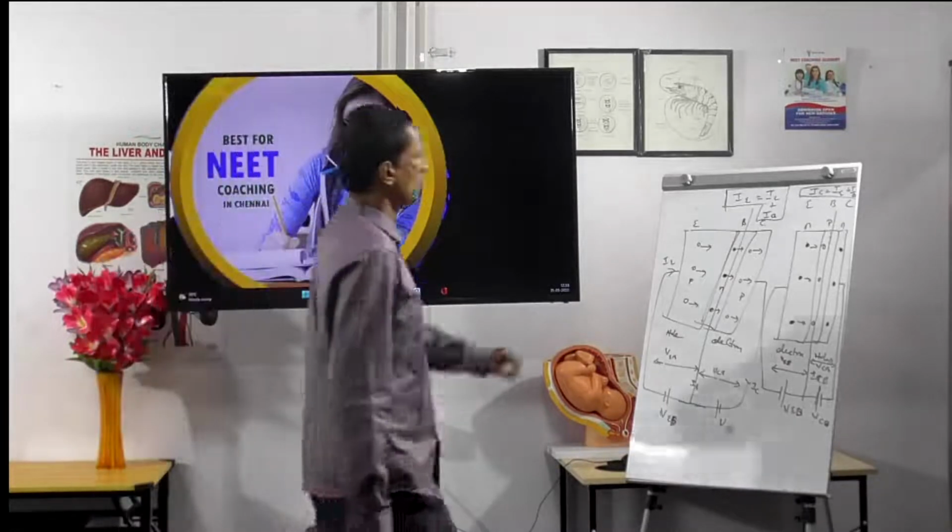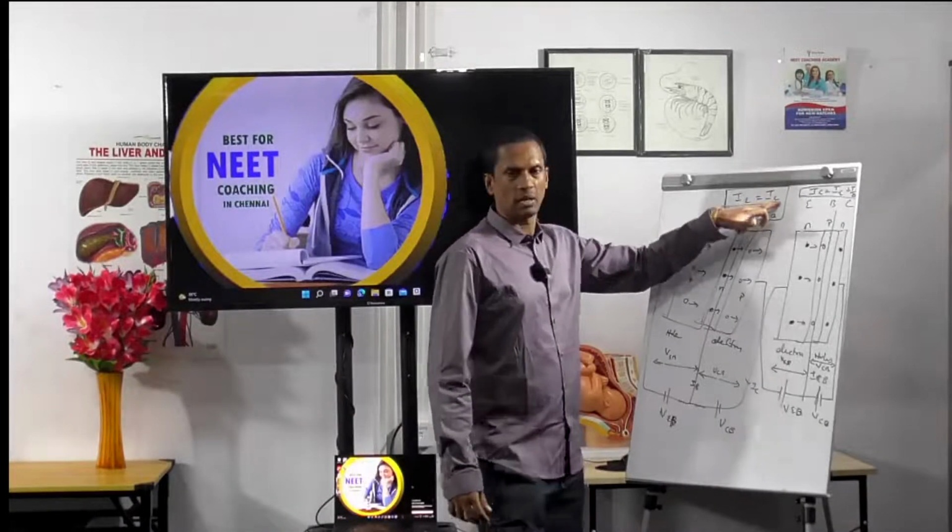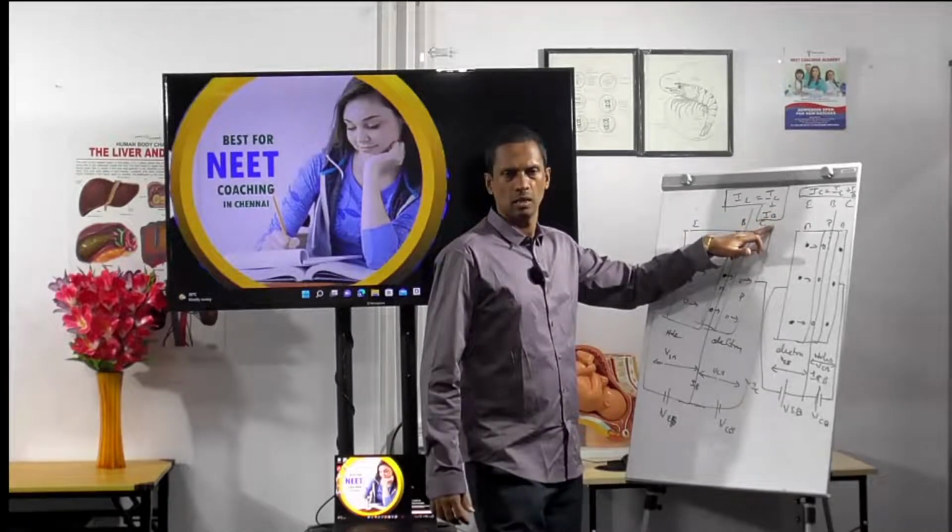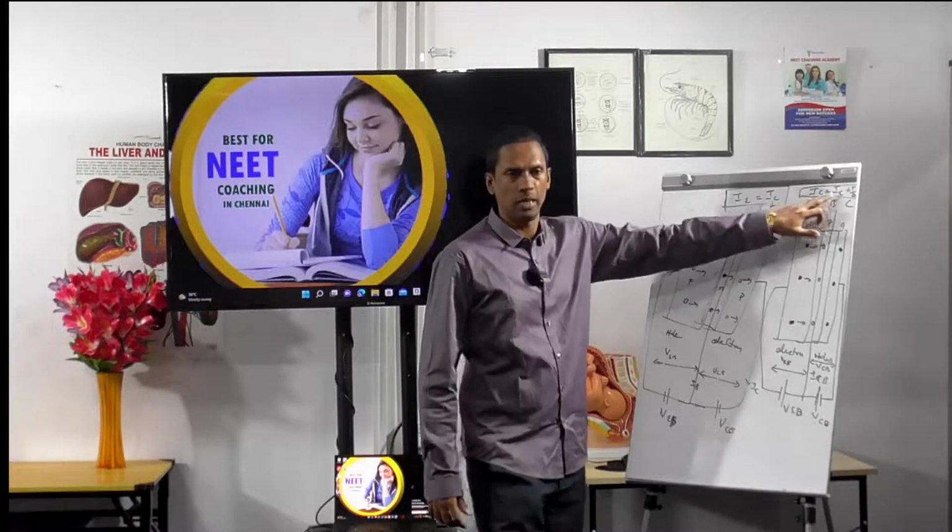Sir, here emitter is equal to collector plus base. Here it is collector is equal to emitter plus base.